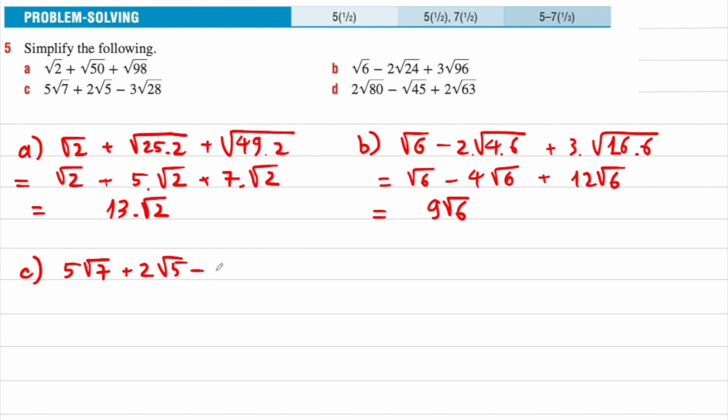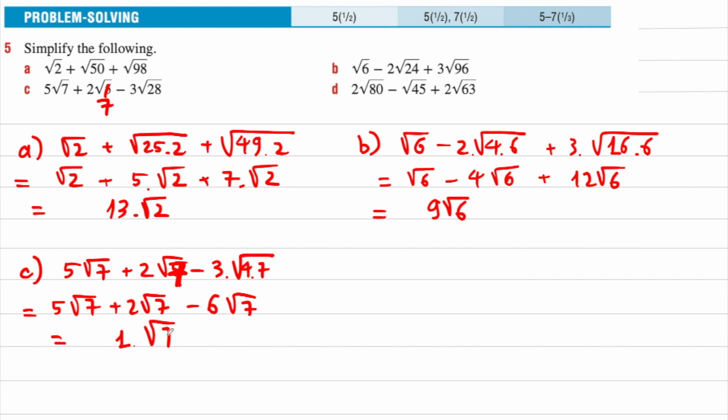Minus 3 times 4 times 7. 28 is 4 times 7. I think the question has a problem, because this is not 5, this is square root 7. Yeah, this is square root 7. And 5 square root 7, 2 square root 7, and minus 6 square root 7. 2 plus 5 minus 6 equals 1. Square root 7 here.